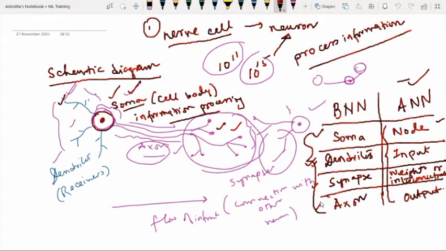Now we have to understand the basic working functionality of the artificial neural network. So now I'm going to design the block diagram for artificial neural network so that you could compare these two diagrams.